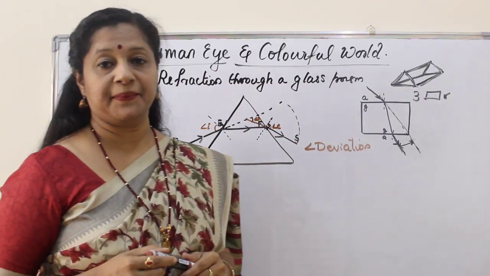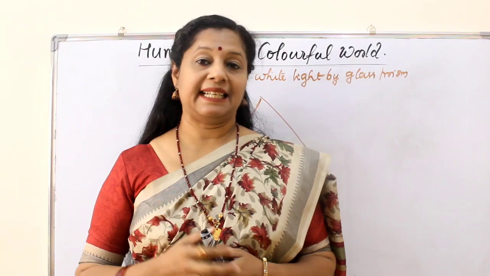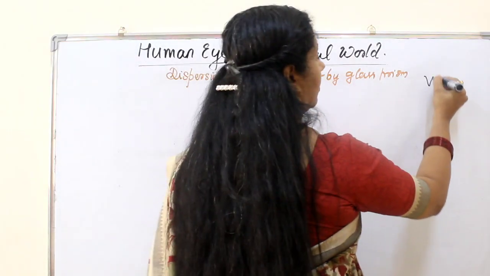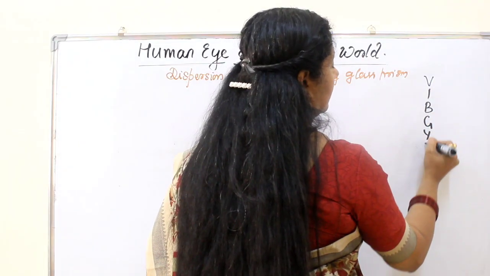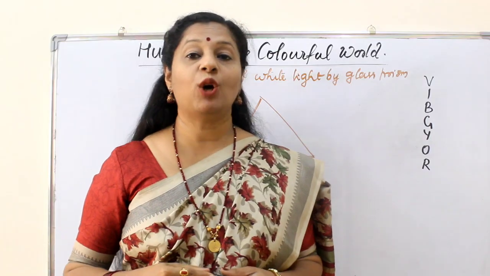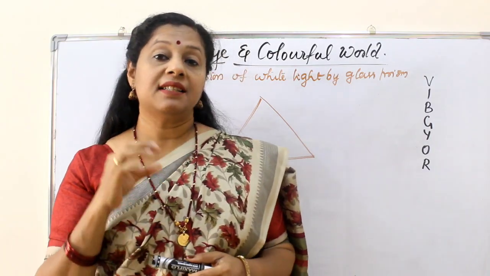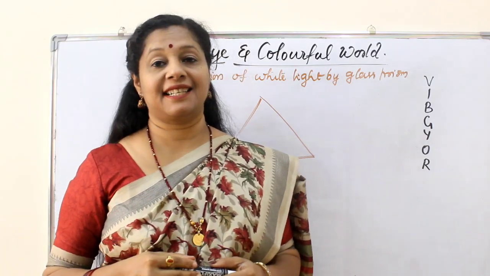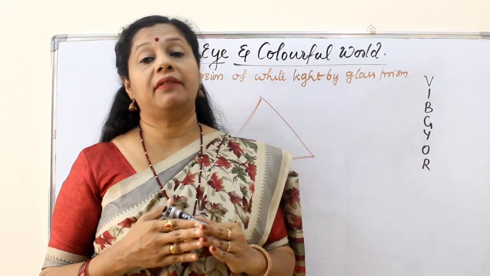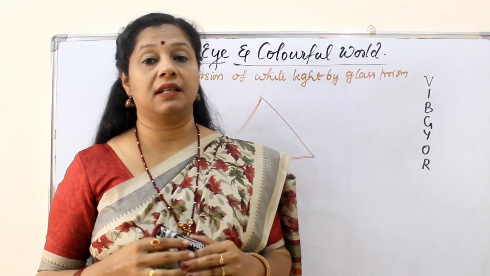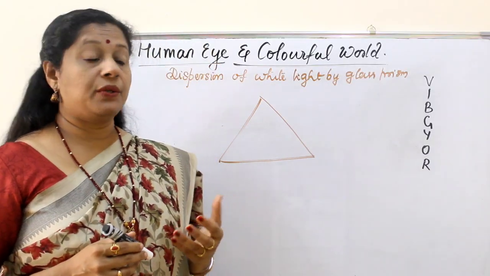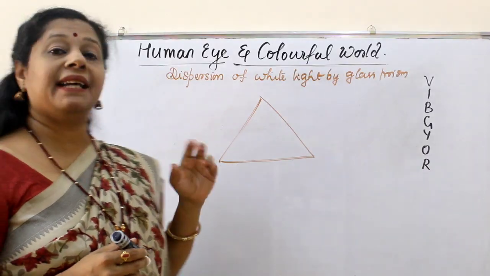We are familiar with the spectrum of light, that is 7 colors in the spectrum, VIBGYOR. VIBGYOR is a mnemonic, that is violet, indigo, blue, green, yellow, orange, red. These many colors are hidden inside our white light. So when this white light becomes these 7 different colors, that process is called dispersion. So now we are going to see dispersion of white light by a glass prism.